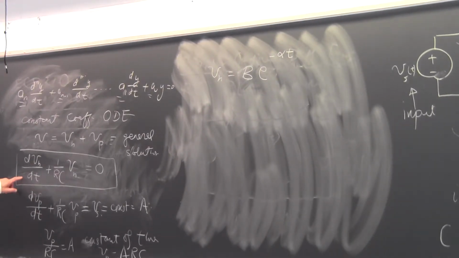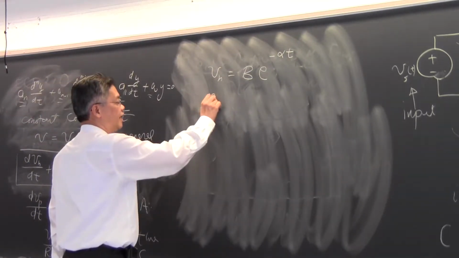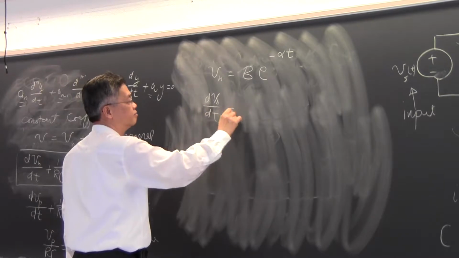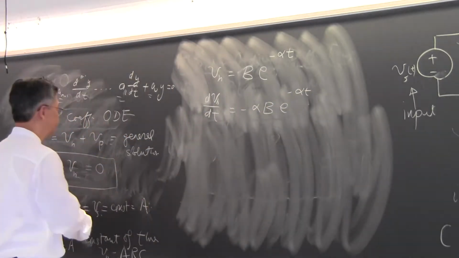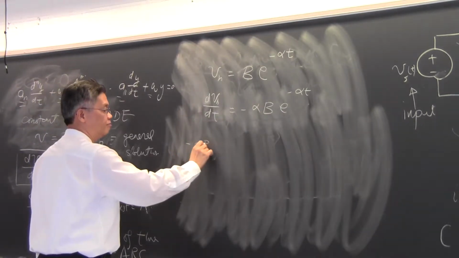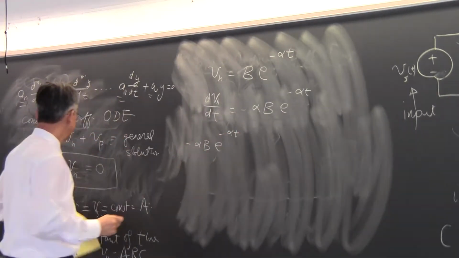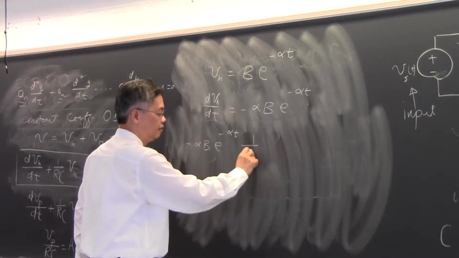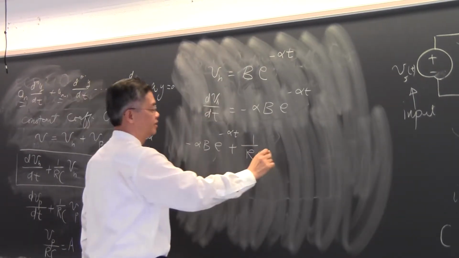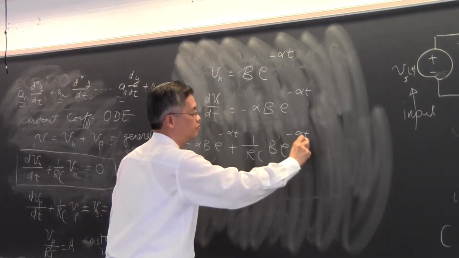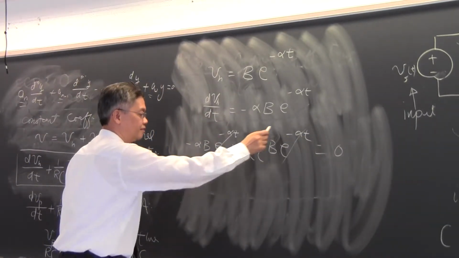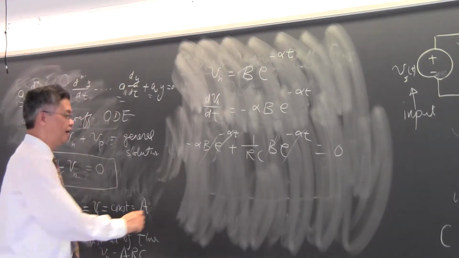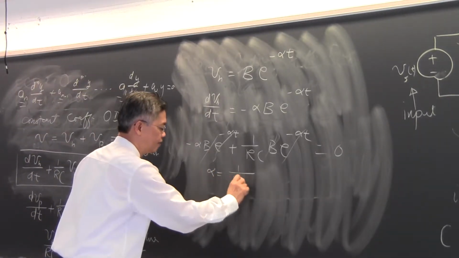If you plug this into the equation now, you get dV_H/dt is minus alpha b e to the minus alpha t. And if you substitute everything in there, you get minus alpha b e to the minus alpha t, and then 1 over RC plus, and then times this term, must be equal to 0. Then this cancels, this cancels, the b cancels. Alpha must be 1 over RC.